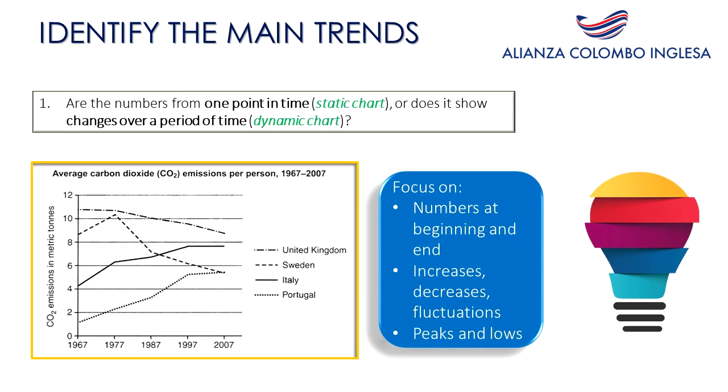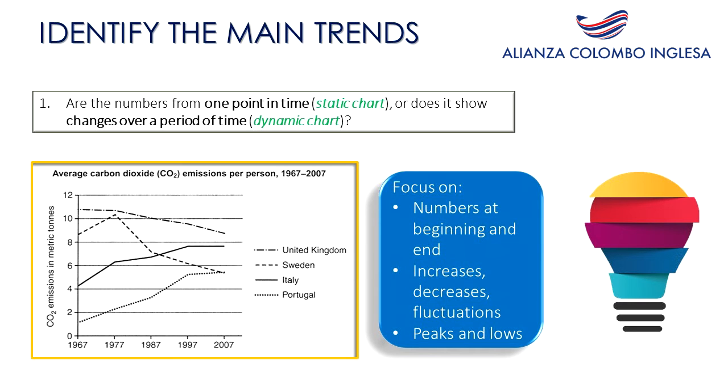Now, the first thing we should analyze is, in terms of the statistics graphs, are the numbers from one point in time only? That is, for example, to say they refer only to the numbers in a specific month, in a specific week, only in a specific year, or do they refer to changes that happened over a period of time? So from one month to a different month of the year, or for example, from one specific year to another year, which would be referring to a dynamic chart. This is the case of our example.